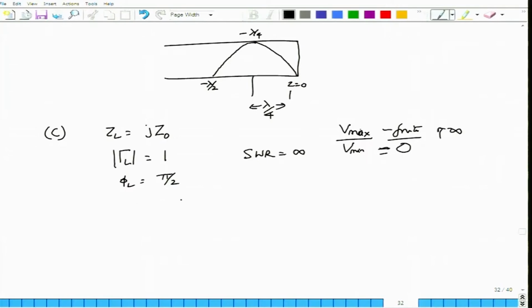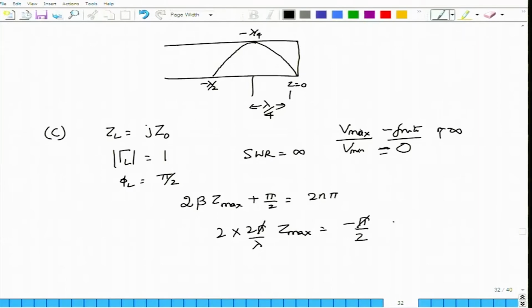So, where will the location of maxima be? Look at this equation again: 2 beta Z max plus pi by 2 must be equal to 2n pi. Suppose I consider n equal to 0, which is a valid situation in this case. So, in that case what will happen? 2 into 2 pi by lambda into Z max will be equal to minus pi by 2. So, pi cancels on both sides, and Z max occurs at minus lambda divided by, there is a 2 in the denominator and a 4 in the numerator, so that would be 8, right.